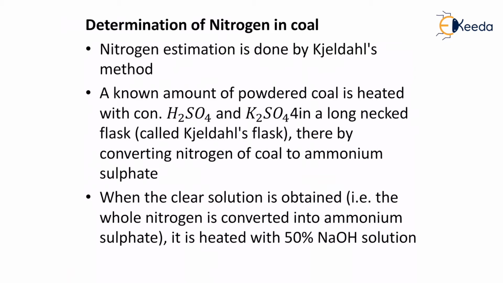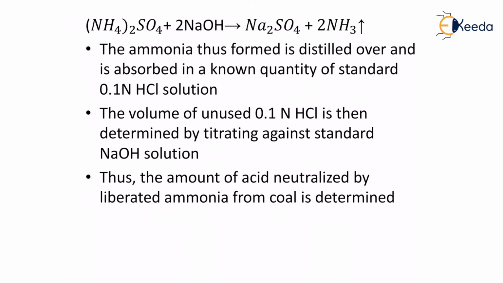So now what are we doing? We are taking that amount of coal and we are heating it in presence of two things, H2SO4 and K2SO4. We heat it in the long flask known as Geldar's flask, and then we convert that nitrogen into ammonium sulfate. When the clear solution is obtained, that is, the whole nitrogen is converted into ammonium sulfate, it is heated with 50% NaOH solution.